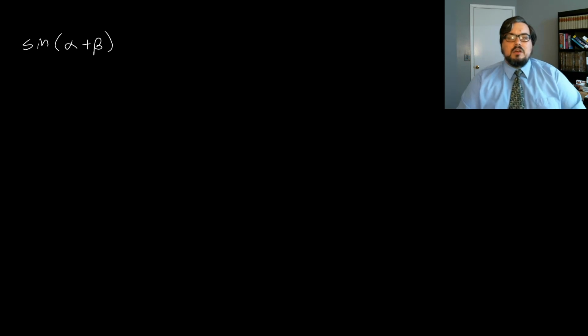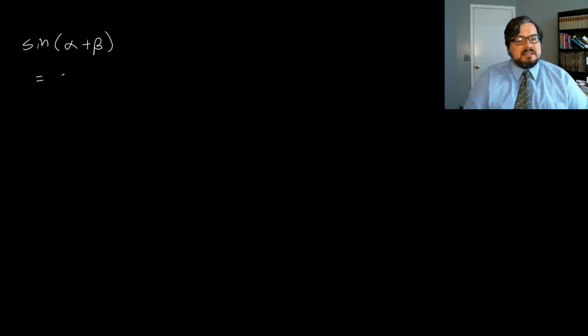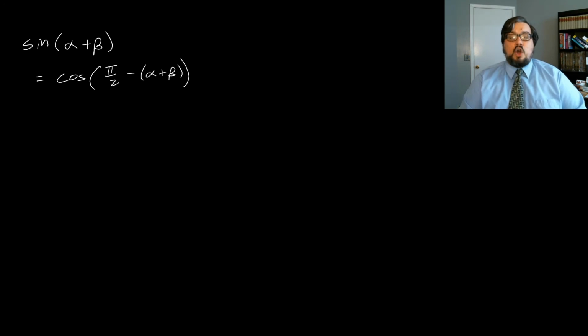So what if we have sine of alpha plus beta? Here's where we use the fact, as we mentioned a little while ago, that we can take any expression involving sine and write it in terms of cosine. We just pick up an extra pi over 2 minus piece to it. We change the angle inside. So this is the same as cosine of pi over 2 minus alpha plus beta. That's using our cofunction identity.